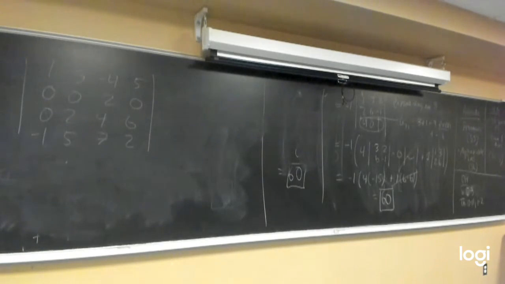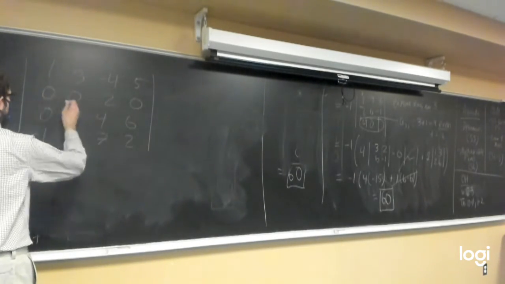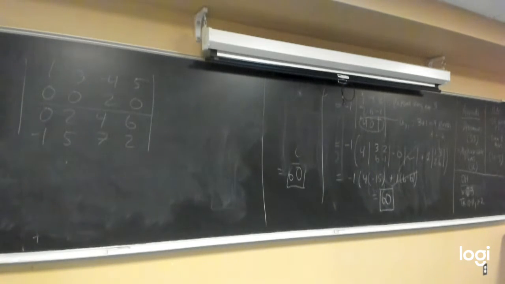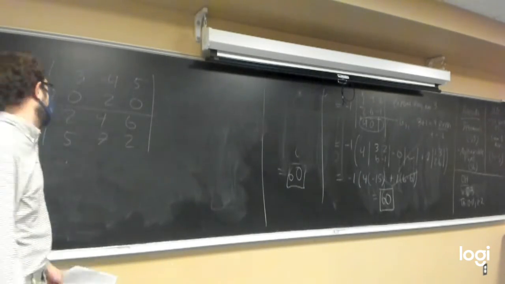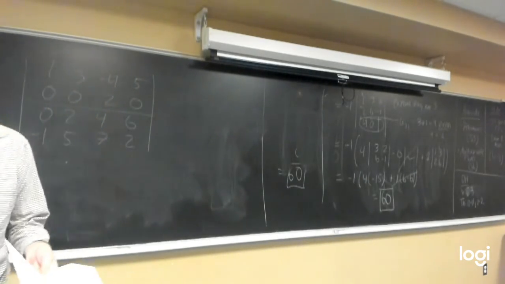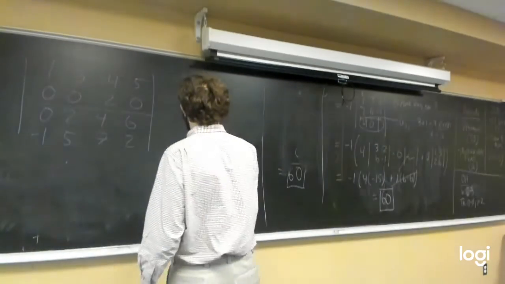I like the sound of that. Yeah, this row has a bunch of zeros in it. So expanding along that row sounds like it's going to involve only finding a single 3x3 determinant, whereas if we'd done the top row, it would have been 4 3x3 determinants.